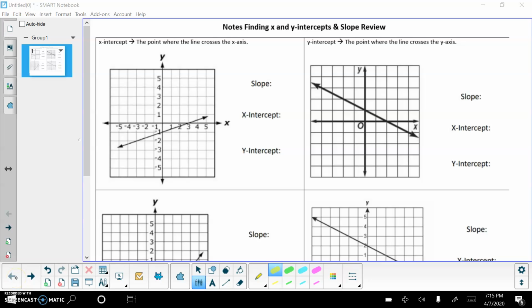Hello, this is our tutorial for our third week of distance learning. This is on finding x and y-intercepts, and we're going to do a little review of slope as well since we did that last week.